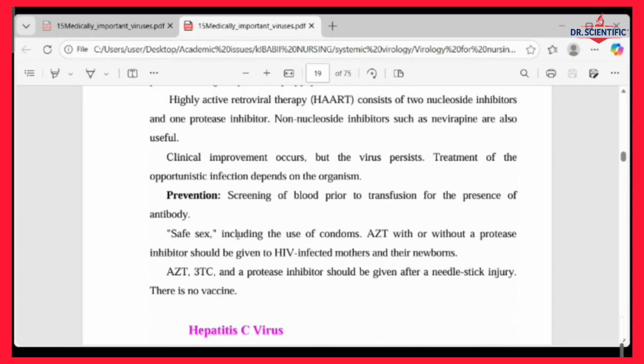How do we prevent? Screen blood before transfusion. Avoid having so many sexual partners. Where necessary, use condoms to prevent this infection, or have what you call safe sex.